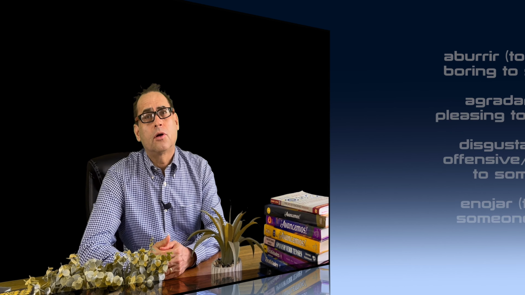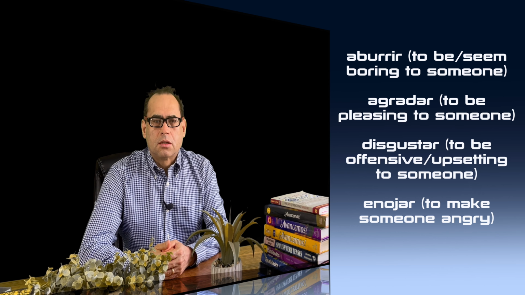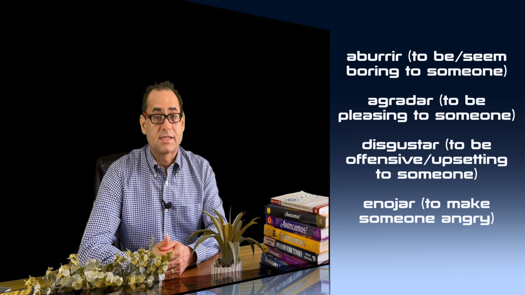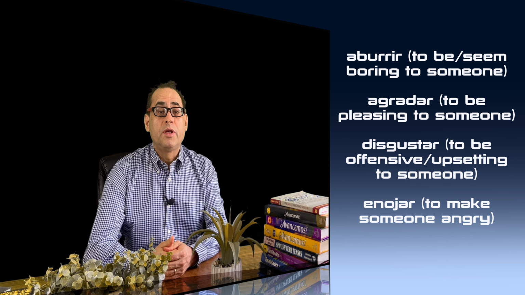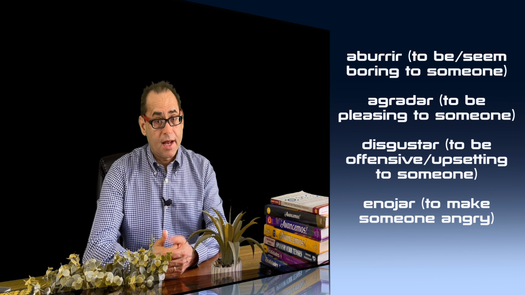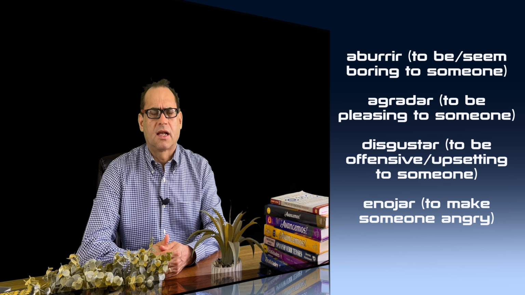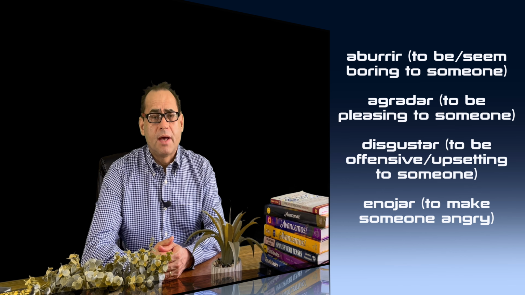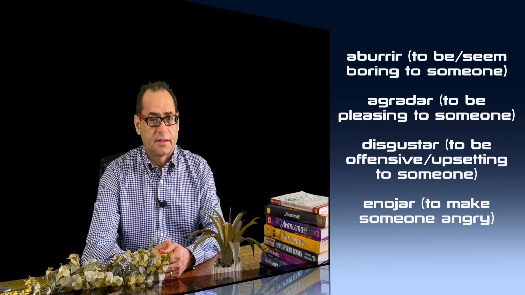If you want to expand your vocabulary, here are some more verbs that use indirect objects in the same way. For example, the verb aburrir, to be or seem boring to someone. Me aburre esta clase. Nos aburre esta clase. Agradar, to be pleasing to someone. Me agrada esta clase, o no me agrada esta clase. Disgustar, to be offensive, upsetting to someone. Me disgusta que el partido sea tarde.